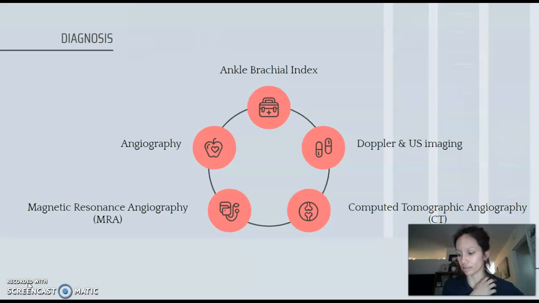The Doppler and ultrasound imaging visualizes the artery with sound waves and measures blood flow in the artery. The magnetic resonance angiography, or MRA, gives info similar to a CT scan without using any x-rays. In angiography, an agent is injected into the artery, and x-rays are taken to show blood flow in the arteries of the legs and pinpoint any blockage that's in there.